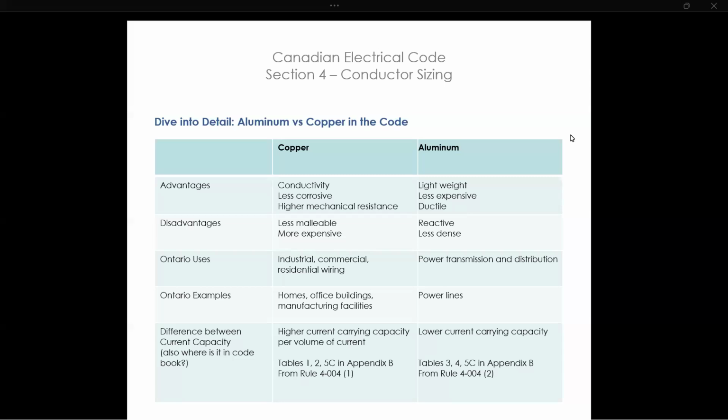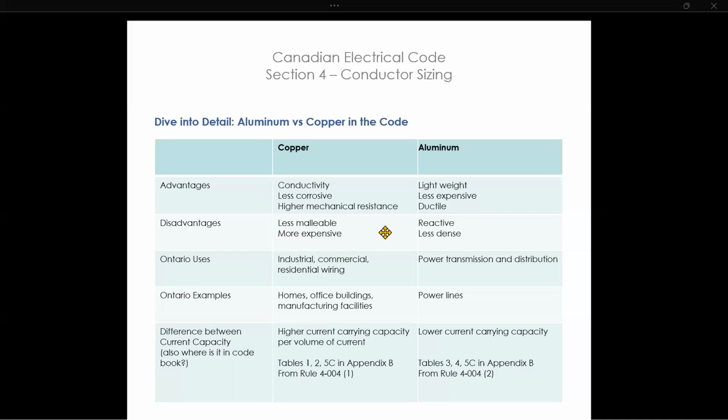Section 4 is really important. Section 4, Rule 004, it's also very important. That's your conductor sizing rule. But it has subsections 1 and 2 of Rule 4-004 of conductor sizing. Really, you only have half the work because Rule 1 is about copper, Rule 2 is about aluminum.